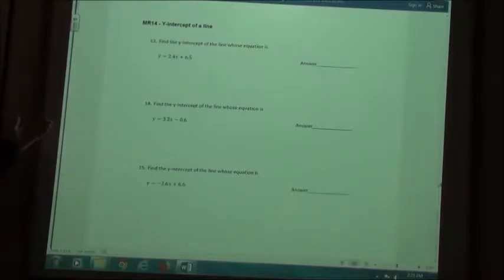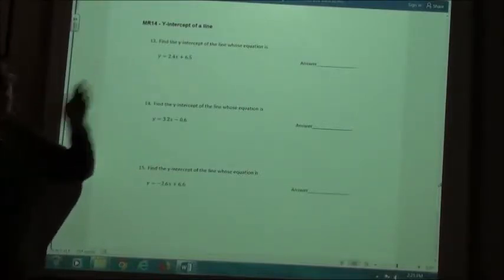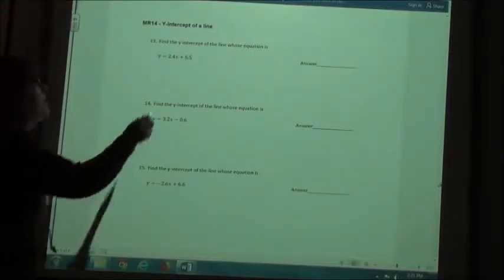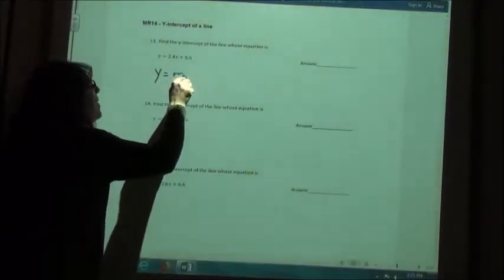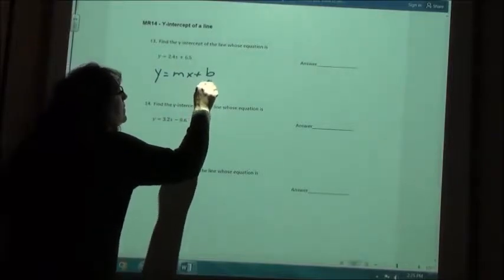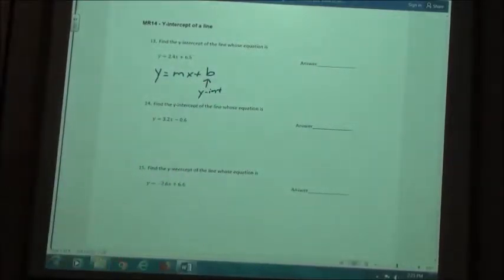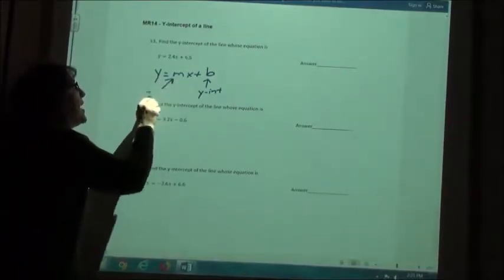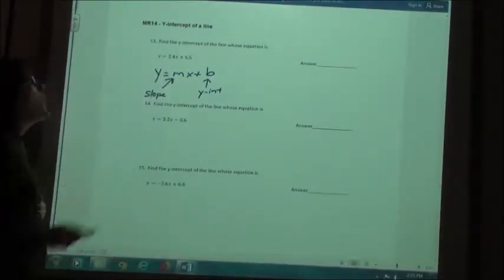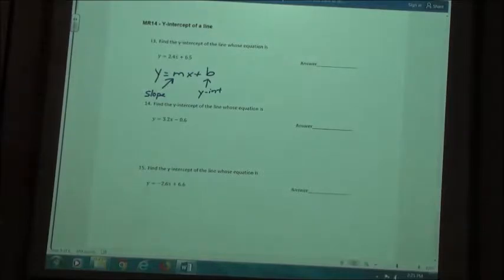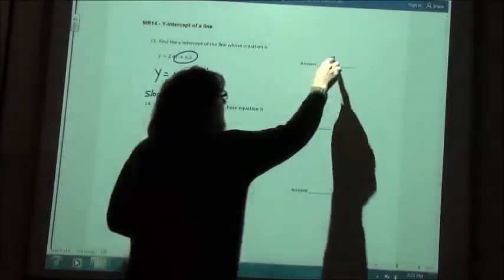Find the y-intercept of the line. The y-intercept of my line, if I have it in the form of y equals mx plus b, is that b number, right? The number in front of my x happens to be my slope. So the y-intercept of my line on this first one is 6.5.